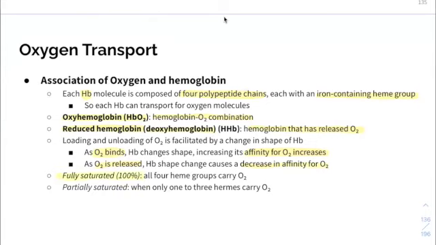So when our red blood cells are fully saturated, that means it's 100%. We have 4 heme groups, and they're all going to carry oxygen. Partially saturated means not all the heme groups are carrying oxygen. So it could be anywhere from 1 of the heme groups to up to 3 of the heme groups. It could be 1, 2, or 3. That's when it's partially saturated. Just by losing 1 oxygen from that heme group makes it partially saturated.